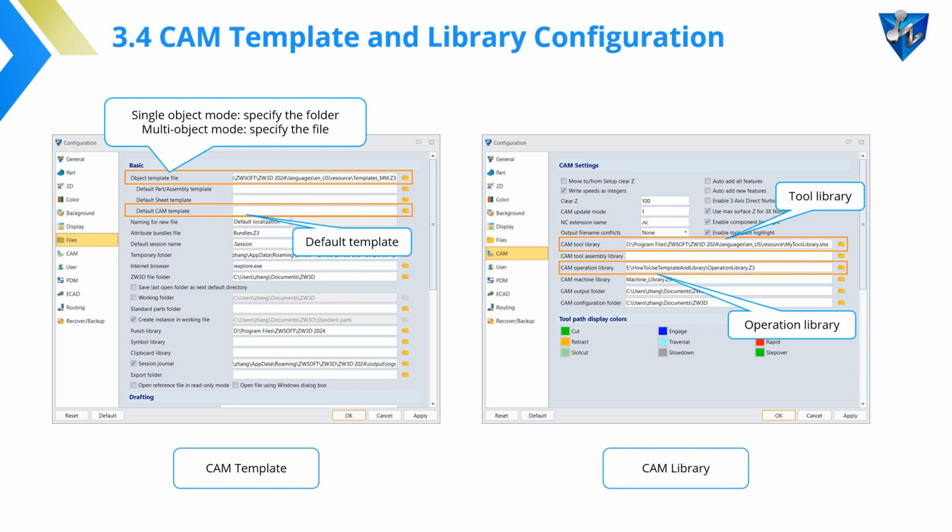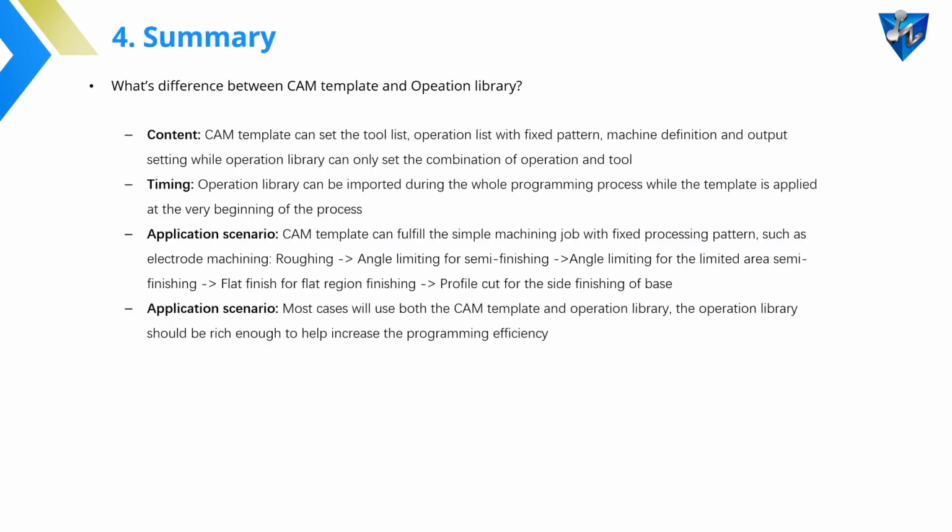Let's just have a small summary. What's the difference between CAM template and operation library? We can answer this from three aspects. The content is different. CAM template can cover more settings, such as CAM tree setting, whole tool list, machine setting, and output setting, while operation library is just a combination of operation and tool. The timing is different. CAM template is used at the very beginning, while the operation library can be used during the programming process.